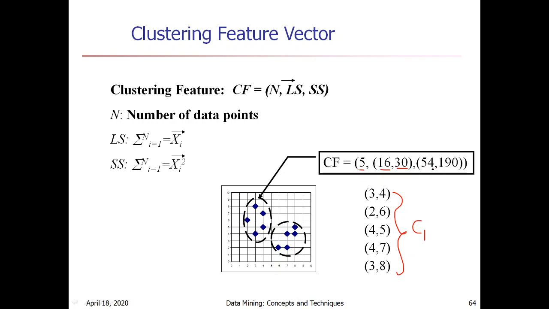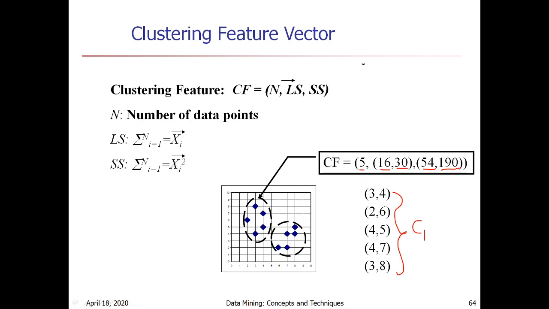The square of the sum is the values. So 3 square plus 2 square plus 4 square plus 4 square plus 3 square, which gives you 54, and 4 square plus 6 square plus 5 square plus 7 square plus 8 square, which gives you 190.